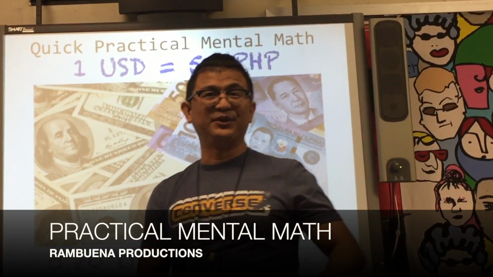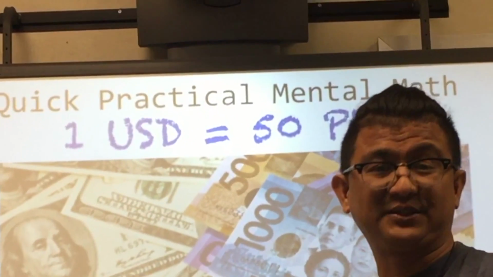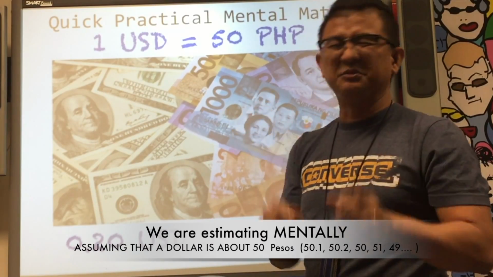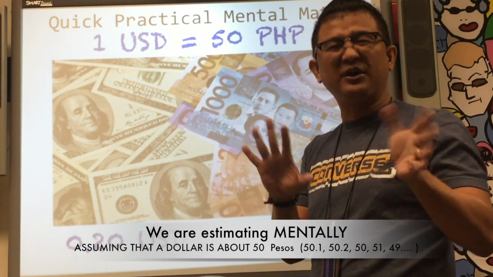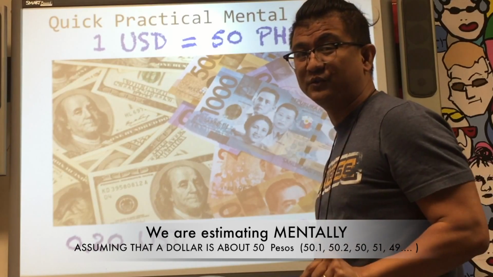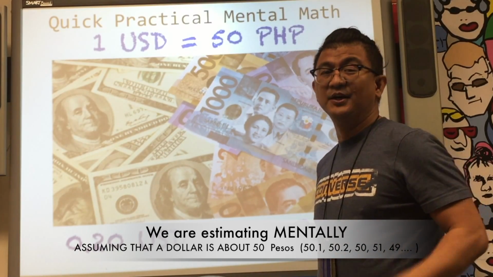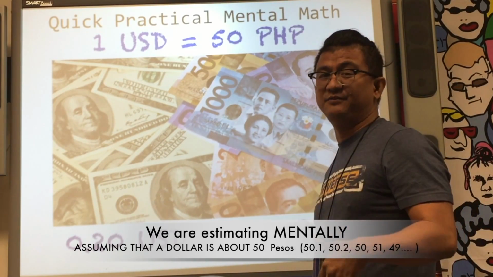Good news, kapwa Pinoy. You know what? Madali ngayon kasi ang $1 is about 50 pesos. Because that 50 could be 50.1, 50.2, 50 or 51. Okay lang. We just need to estimate. So use 50. What's the easier way to do times 50 or divide by 50?